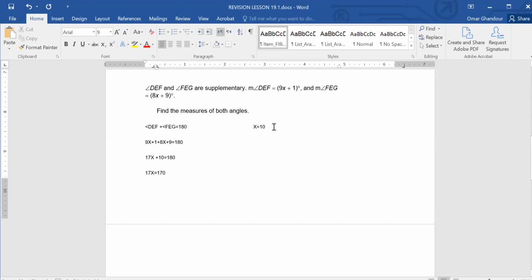So after finding x, guys, I have to find the measure of the angles using substitution as we did. So angle DEF will be equal to 9 multiplied by 10 plus 1, which is 91 degrees. Then for the second angle, angle FEG equals 8 multiplied by 10 plus 9. It will be 89. Okay, so those angles are not equal. Those angles add up to 180 degrees.